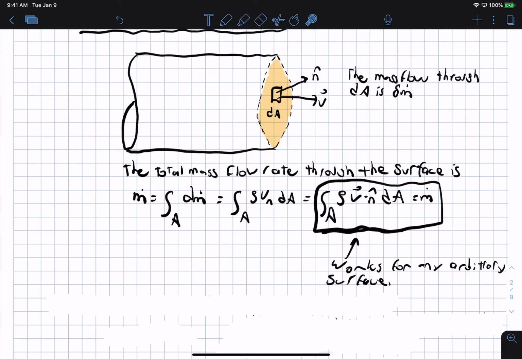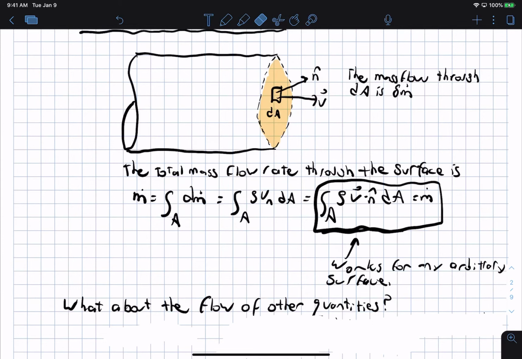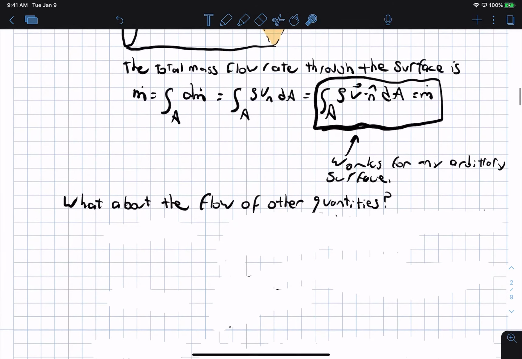And so now what about other flow quantities? I talked about how we might want to know the net flow of energy or enthalpy going through the surface, or even how much fluid momentum is passing through the surface. So how about the flow of the other quantities? Well, for the enthalpy, I'll just show you the result. We will basically justify it a bit later.